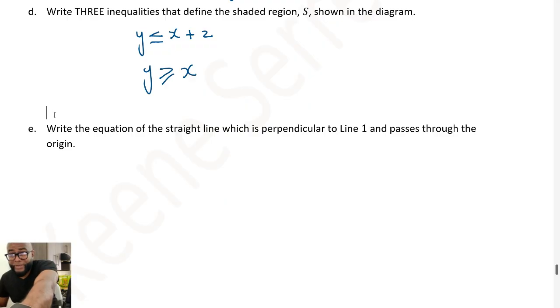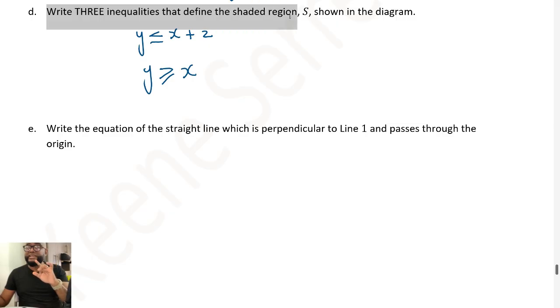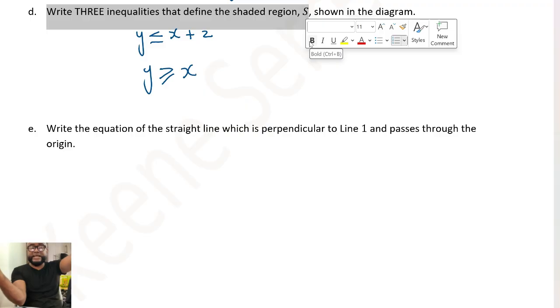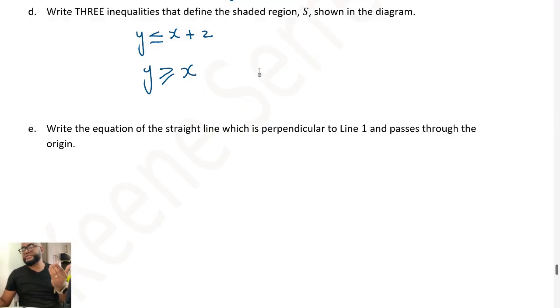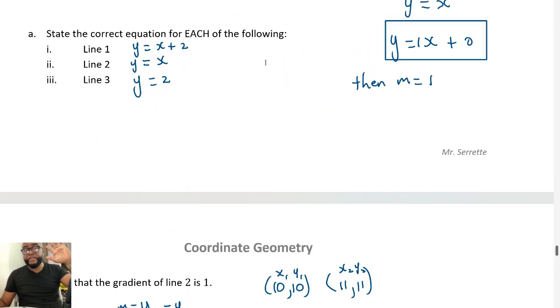Let me go back. We go back up. I know all of that gets lost. Write three inequalities that define the shaded region. Meaning we want three inequalities that basically define where that shaded region is with respect to the lines. So for each line you have, you cannot write it as the equation, you have to write it as an inequality. An inequality meaning that it has less than or equal to, greater than or equal to, less than or greater than. But we use the less than or equal to because it's starting from the line. So I'll go back up.